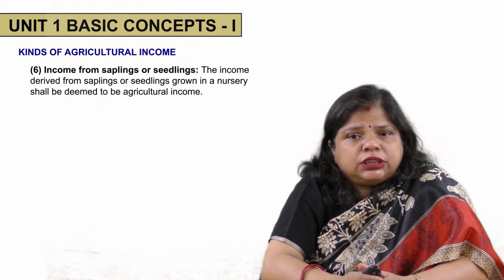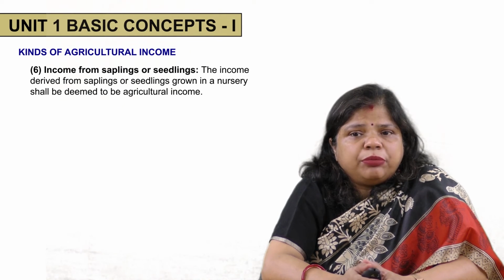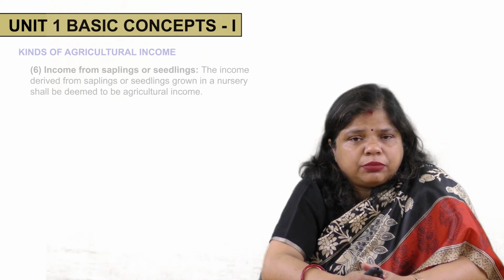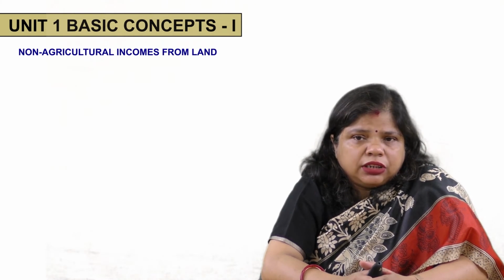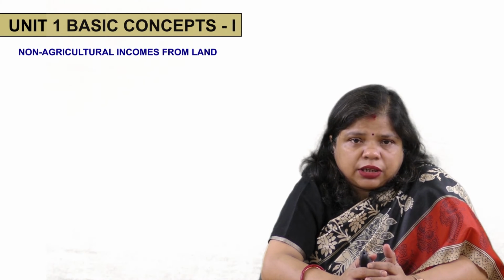Income from sapling or seedling. The income derived from sapling or seedling grown in a nursery shall be deemed to be agricultural income. There are some non-agricultural incomes which we cannot treat as agricultural income.